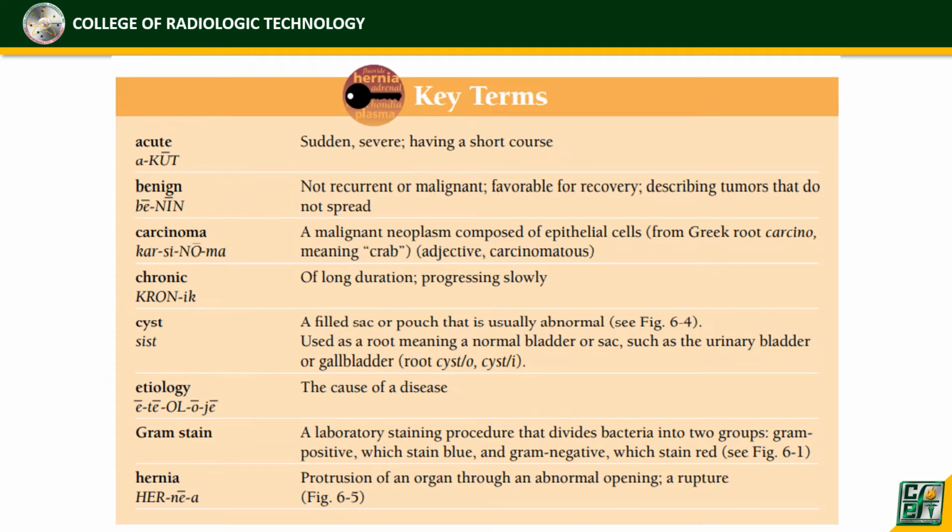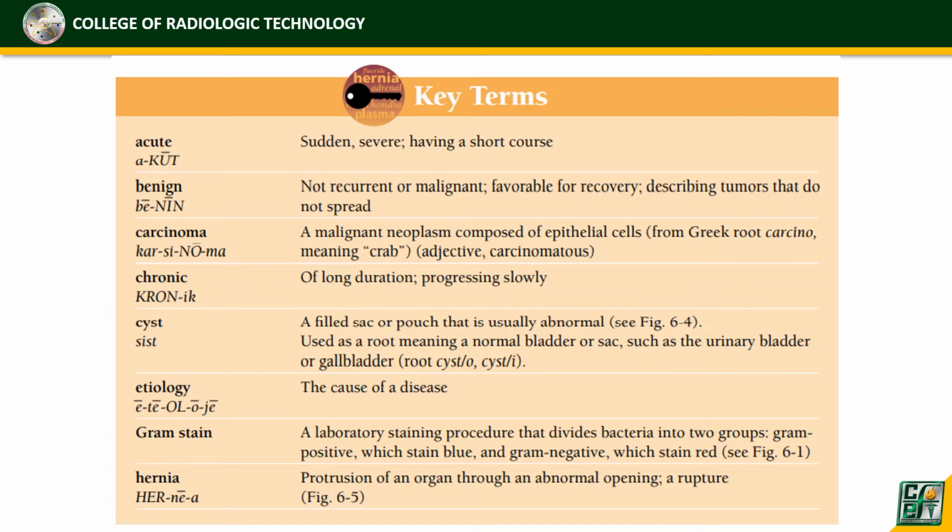Now, the following are the key terms. We have acute, which we discussed earlier, benign, carcinoma, chronic. Okay. Now we have cyst. Cyst is a filled sac or pouch that is usually abnormal. Okay. So cyst is used as a root, meaning a normal bladder or sac, such as the urinary bladder or the gallbladder. Okay, the root is cyst. The combining form is cysto or cysti.